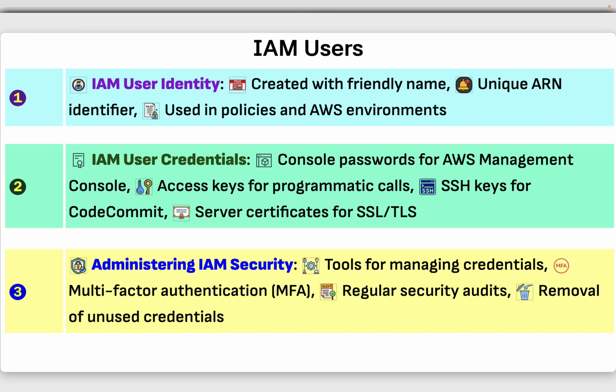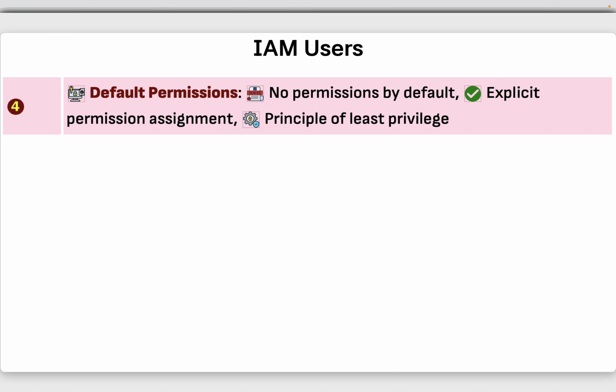Administrating IAM security. AWS provides tools to manage passwords, access keys, and multi-factor authentication devices for IAM users. It emphasizes the importance of MFA for enhancing security and recommends regular audits to find and remove unused credentials. By default, new IAM users have no permissions. Permissions must be explicitly assigned to allow users to perform operations or access resources, promoting the principle of least privilege.